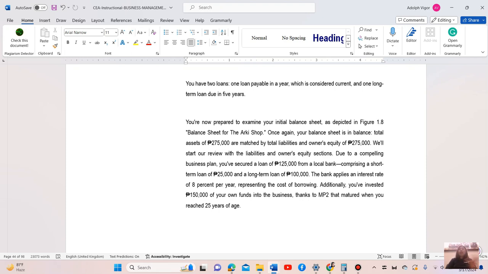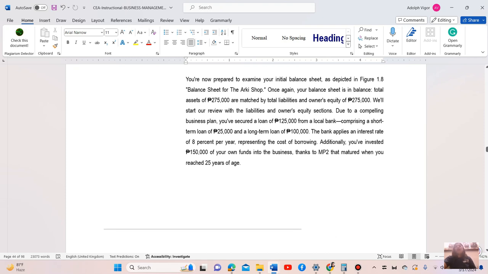We'll start our review with the liabilities and owner's equity section. Due to a compelling business plan, you've secured a loan of 125,000 from a local bank, let's say BDO, or from the USTP Co-op. It comprises a short-term loan of 25,000 that you should pay within the year, and a long-term loan of 100,000, with a term of 5 years. So the bank applies an interest rate of 8% per year, representing the cost of borrowing.